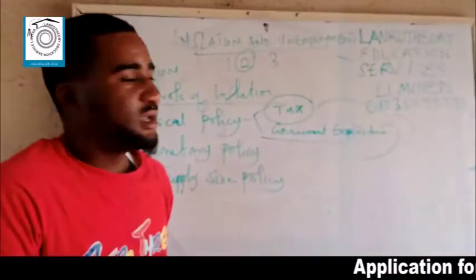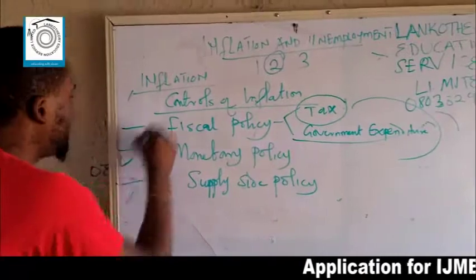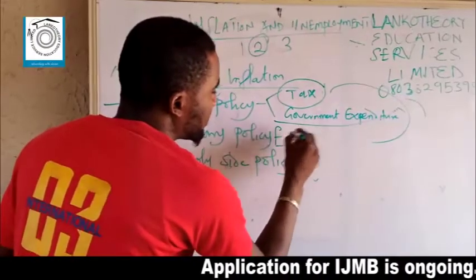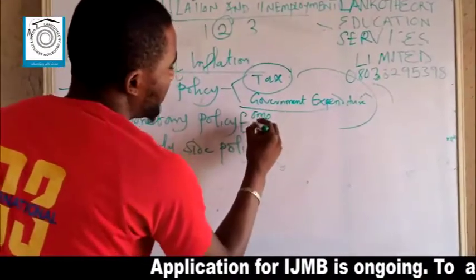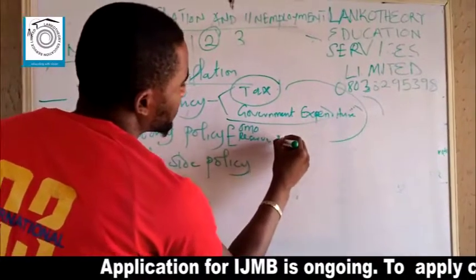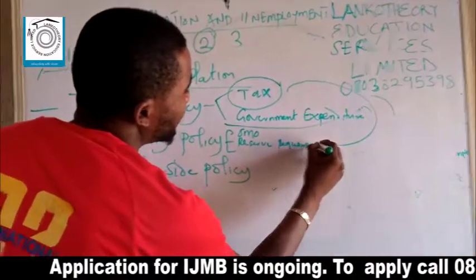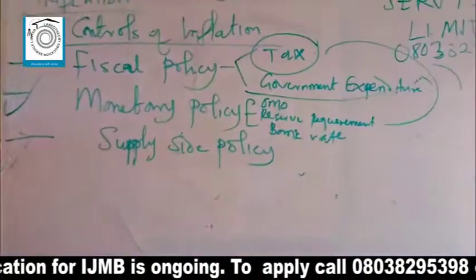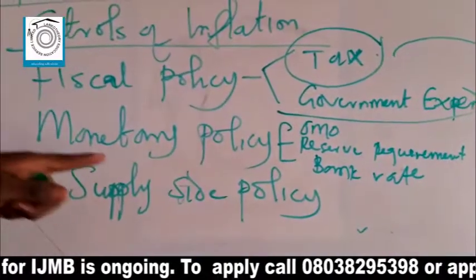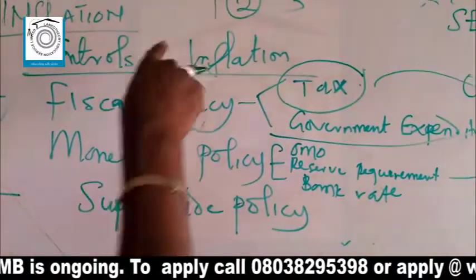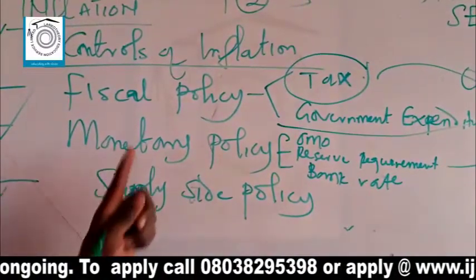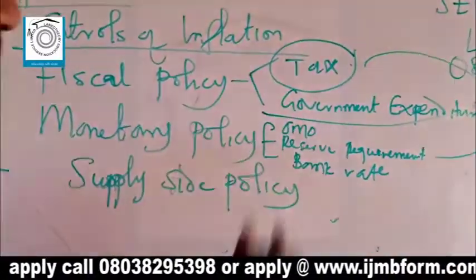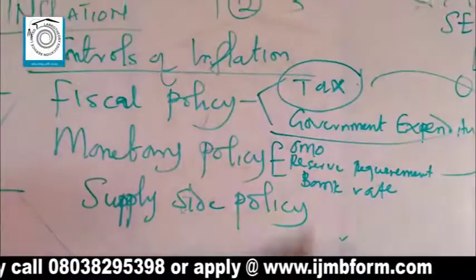Then, the next item on the list is monetary policy. What are the tools of monetary policy? We will consider open market operation, reserve requirements, and bank rates. How can monetary policy be used to control inflation? We are now going to pick the tools of monetary policy one after the other and explain how each of them can be used to control inflation.